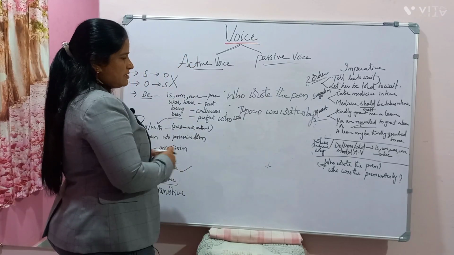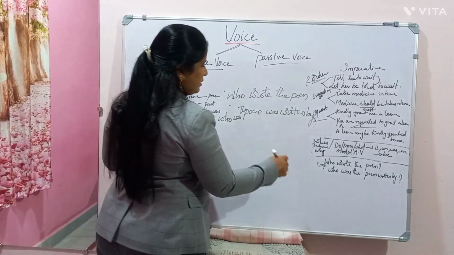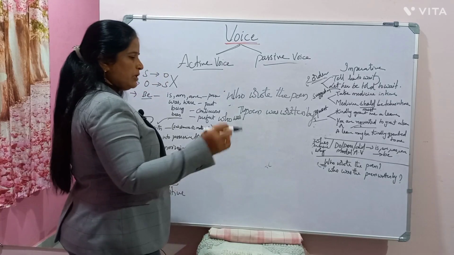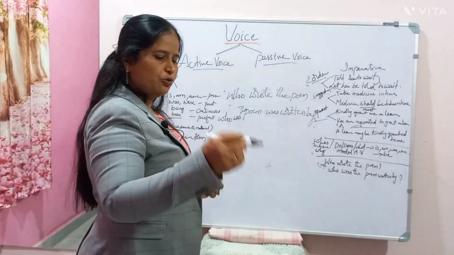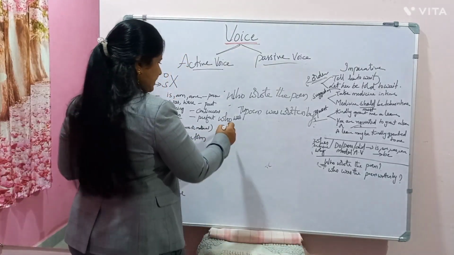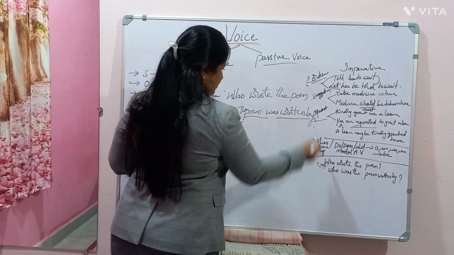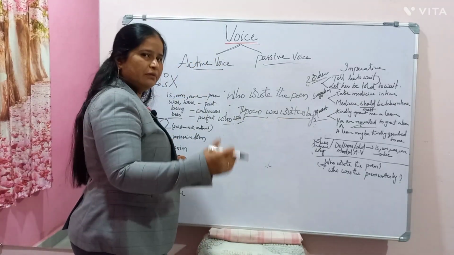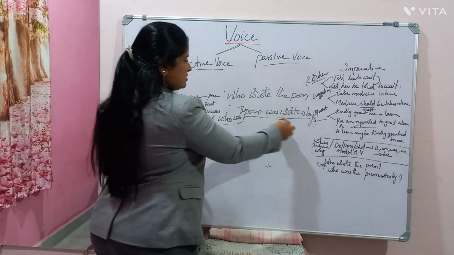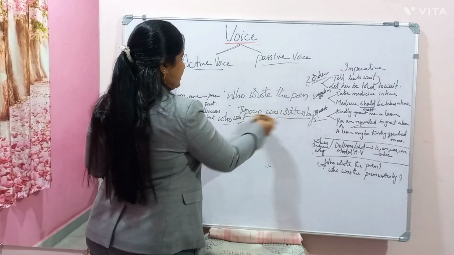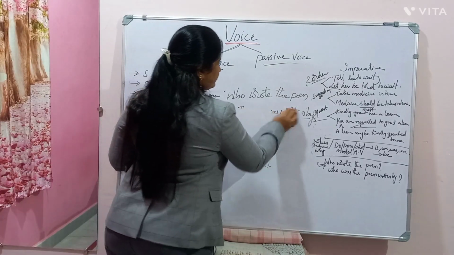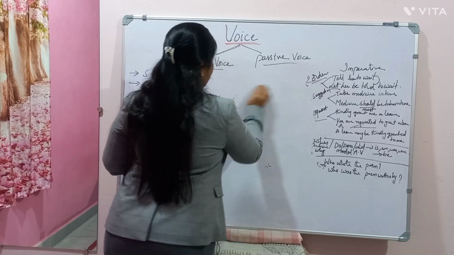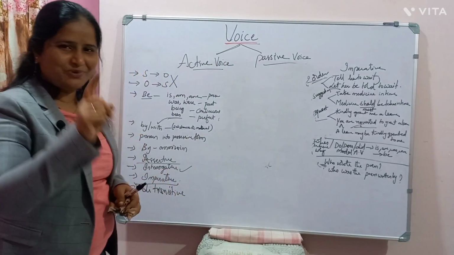This is how we have to change. Some people say by whom: by whom the poem was written. But it is: who was the poem written by? A very famous grammar book suggests this sentence, so I wish that we learn this sentence only. Before I conclude, I'll come to the first word.